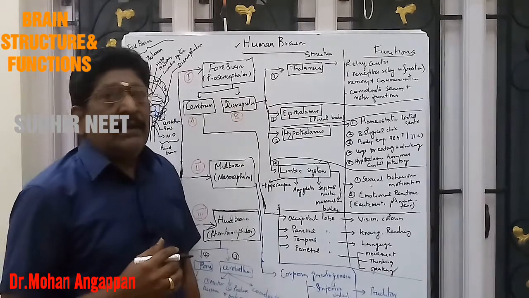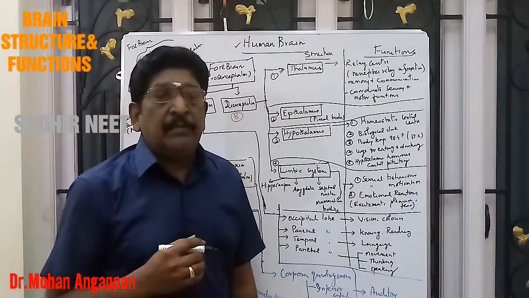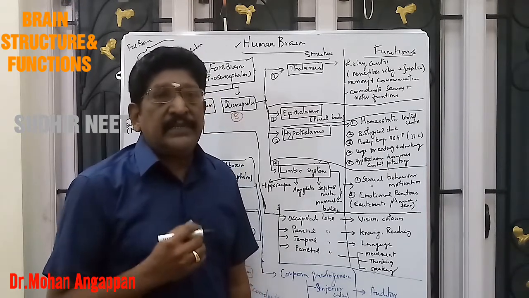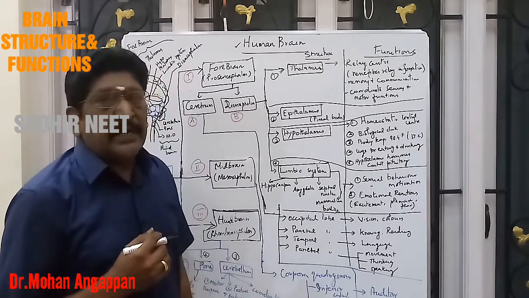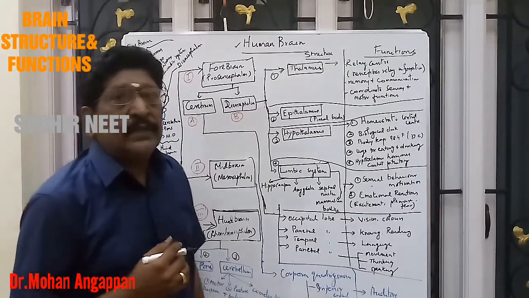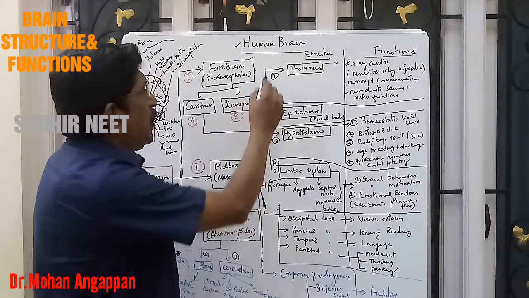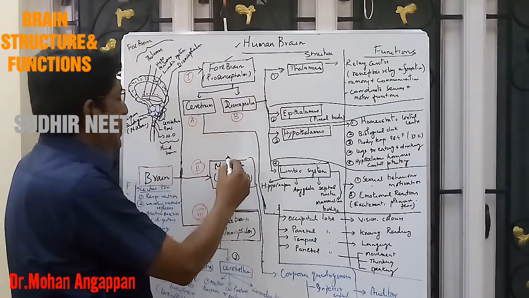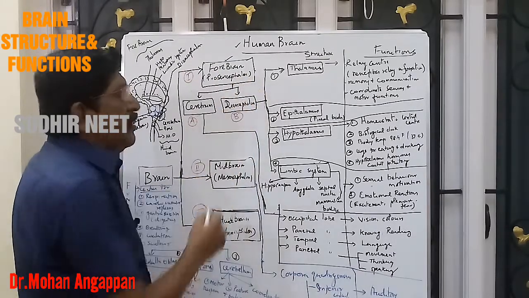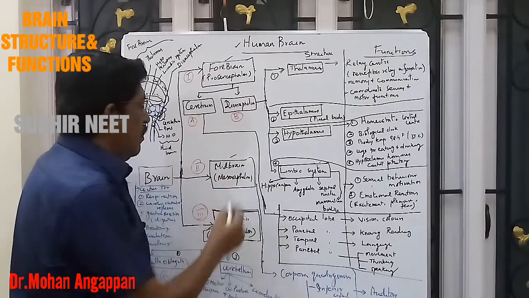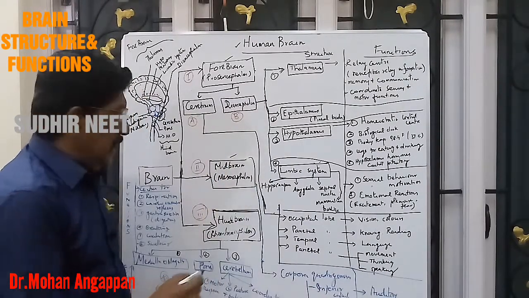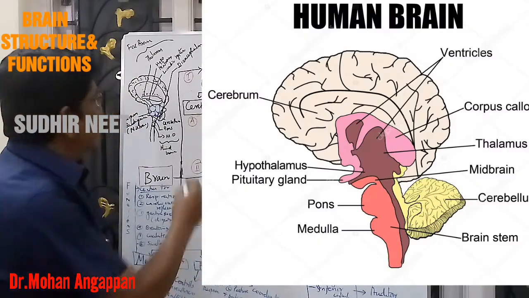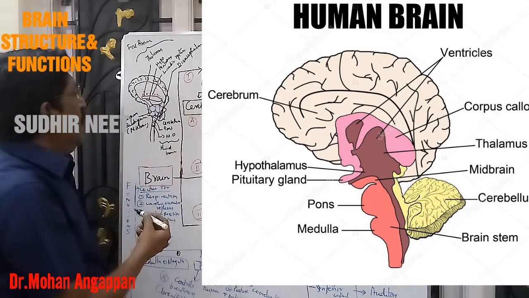So the brain is one of the organs of the central nervous system, and it is the big boss of our human body. It is the boss of all our organs. It controls all other organs of the body. If you take the structure of the human brain, it has three parts: forebrain or prosencephalon, midbrain or mesencephalon, and hindbrain or rhombencephalon.